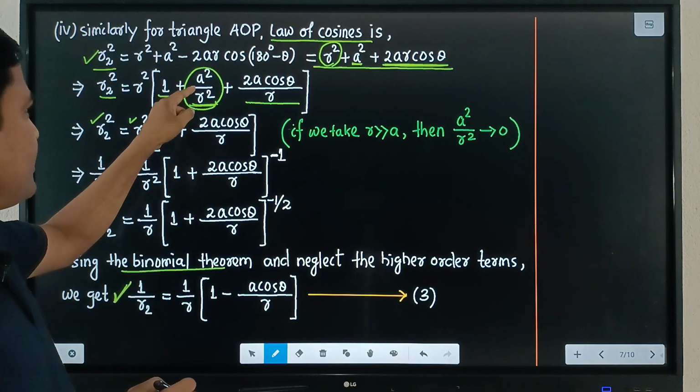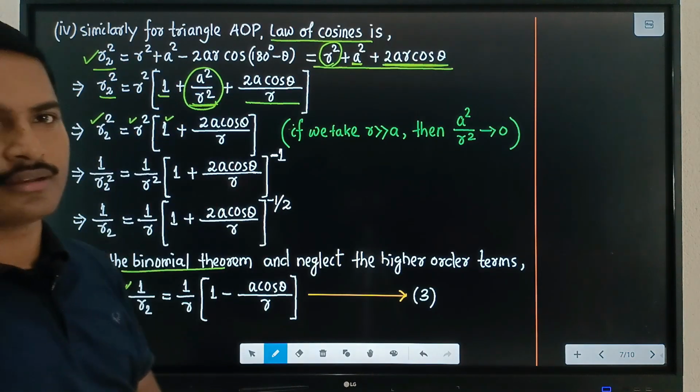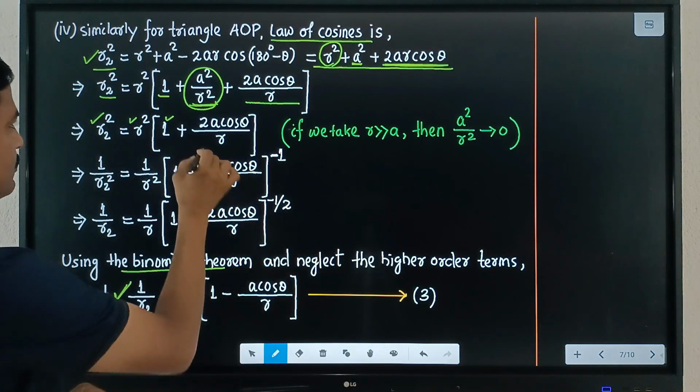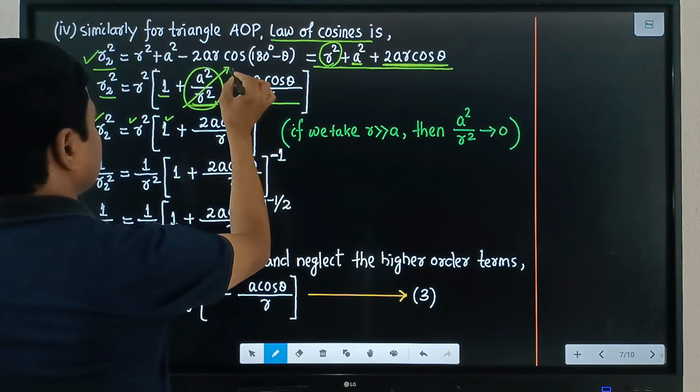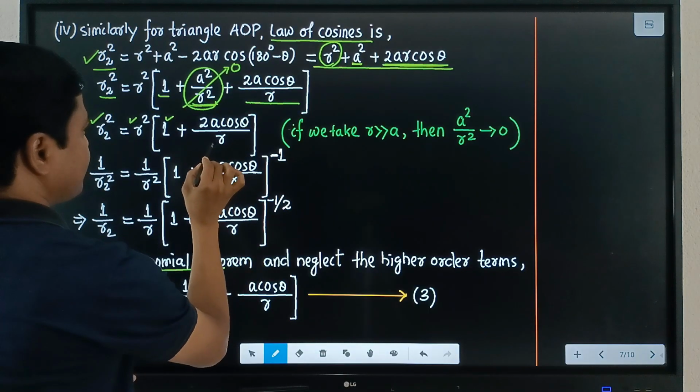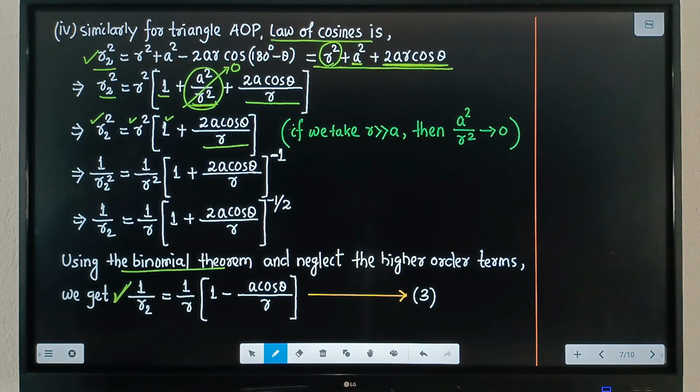If we take R square very much greater than A square, then A square tends to 0, so in place of A square by R square we put approximately 0, so that only twice A cos theta by R remains. We write twice A cos theta by R.